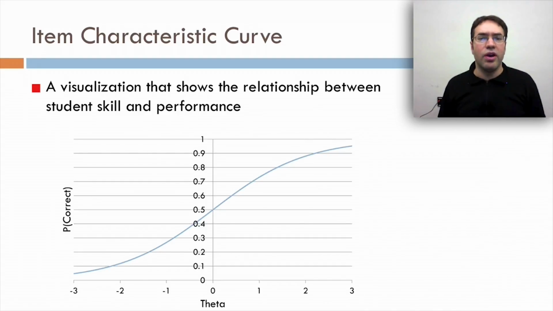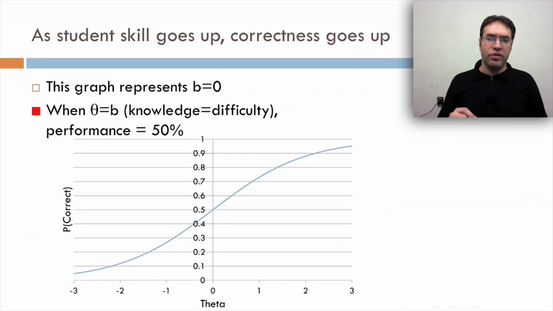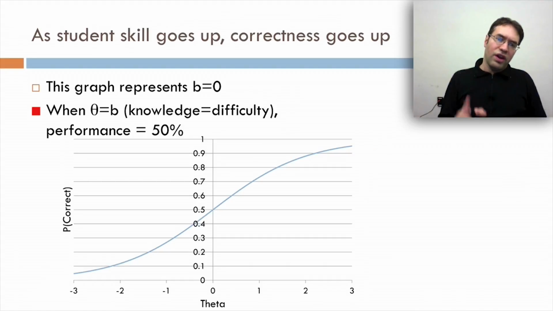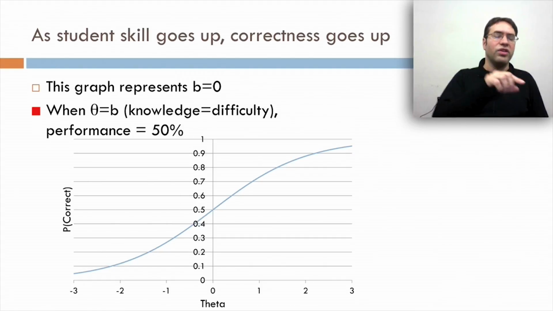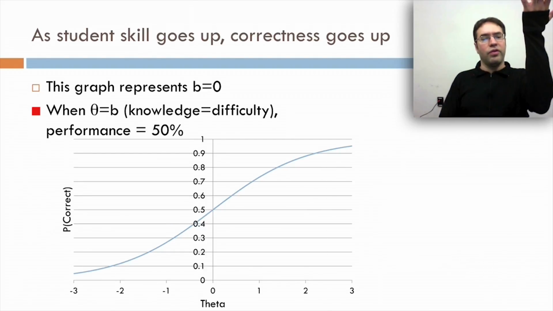So now let's look at the item characteristic curve. This is a visualization that shows the relationship between student skill and performance. This graph represents B equals 0. When theta equals B, knowledge equals difficulty, performance is 50%. So in other words, if you look across the x-axis at the thetas, theta 0 is 50%, so this has to be B equals 0 as well. And the y-axis has the probability of correctness.